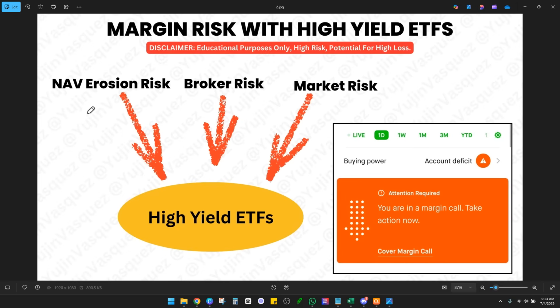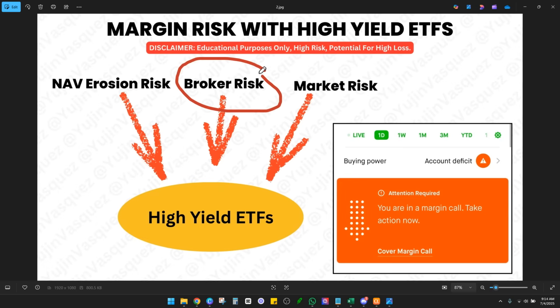So I just want to be cognizant of that, because as an ETF goes down in value from high distribution payouts and things like that, you get closer and closer to your margin maintenance requirement. And that is not good. This is why I don't have a full portfolio of just high yield covered call ETFs.